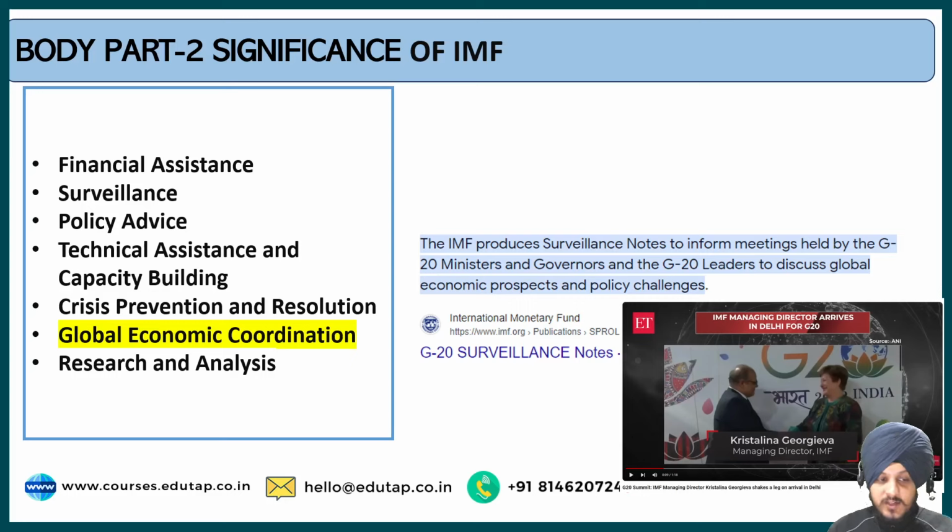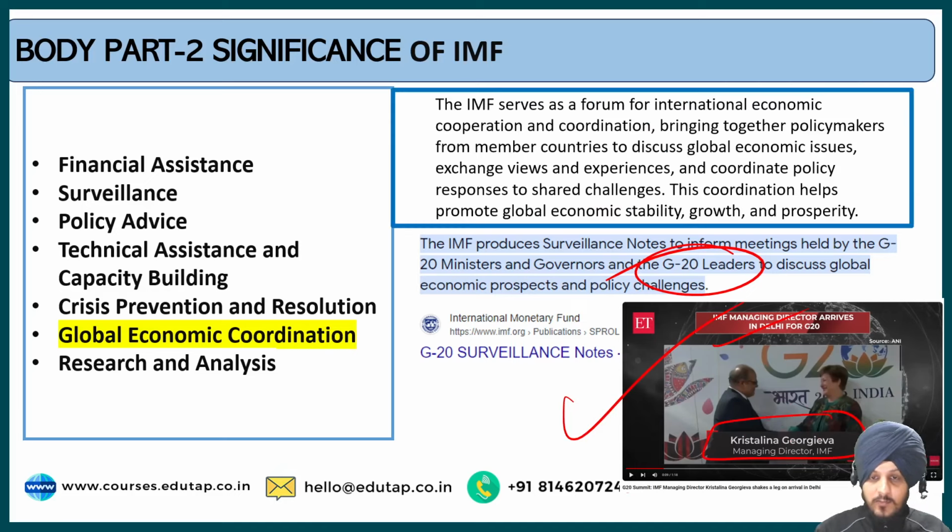Now, the sixth, or the fifth point, is regarding the global economic coordination. So IMF also plays an important role with respect to economic coordination when we talk about certain events. For example, the recent G20 summit that happened in India. You can see the video on YouTube also. I pasted the screenshot. She is the managing director of IMF, Mrs. Kristalina. So she came to India. So you can go through this explanation.